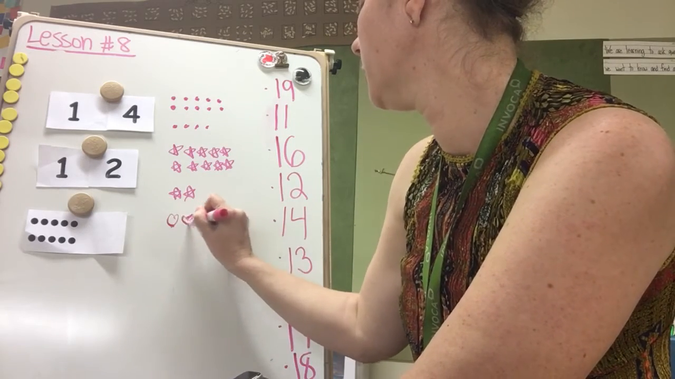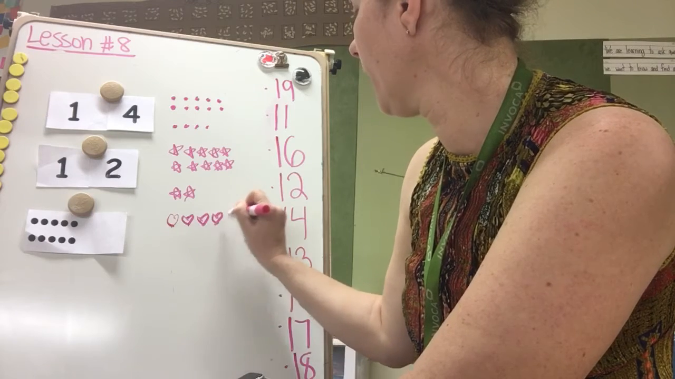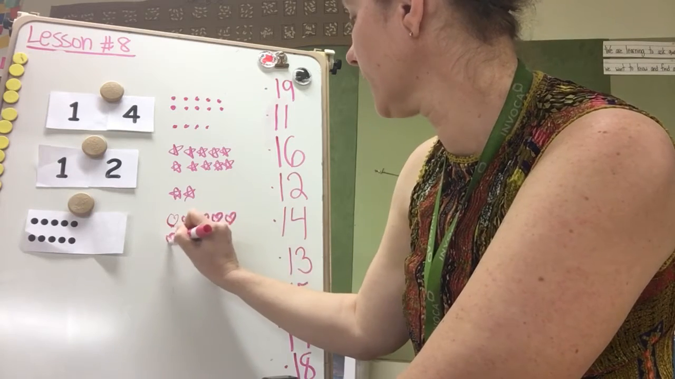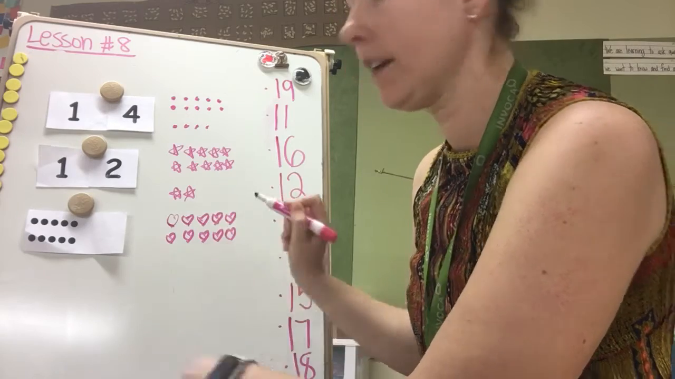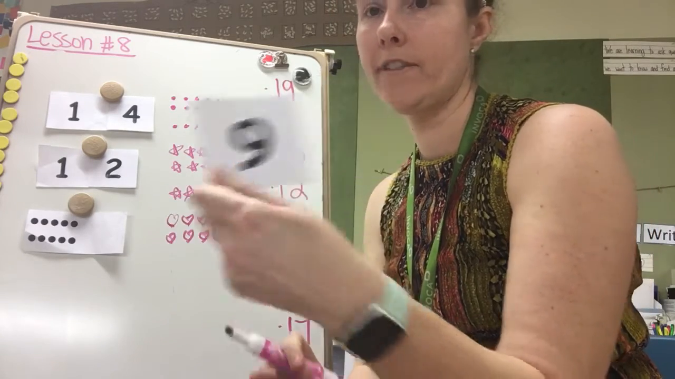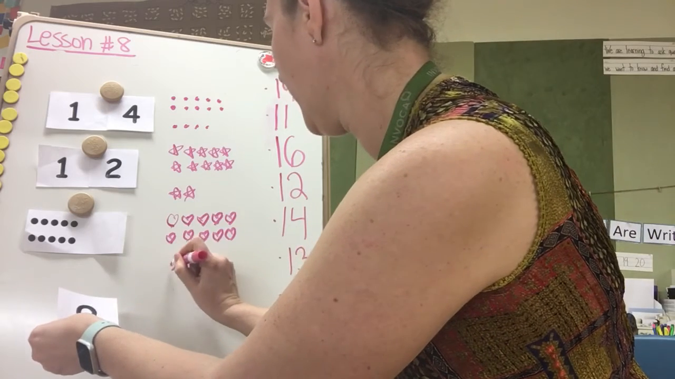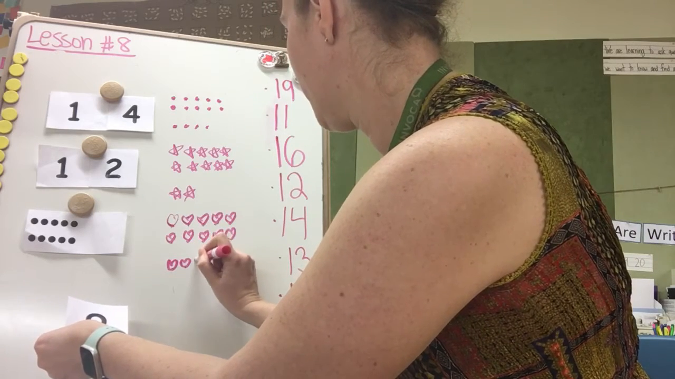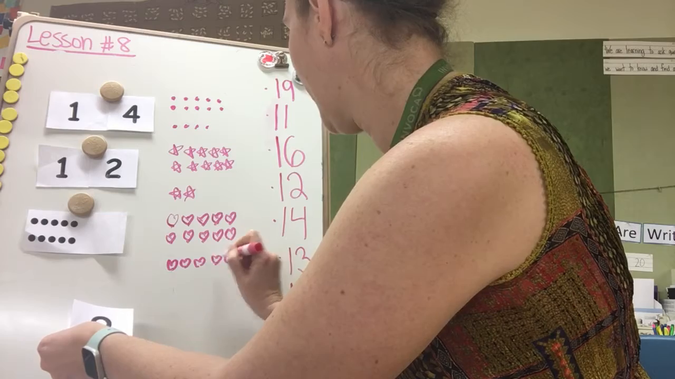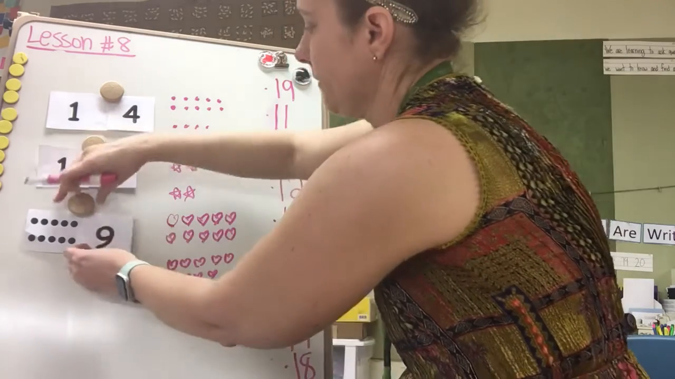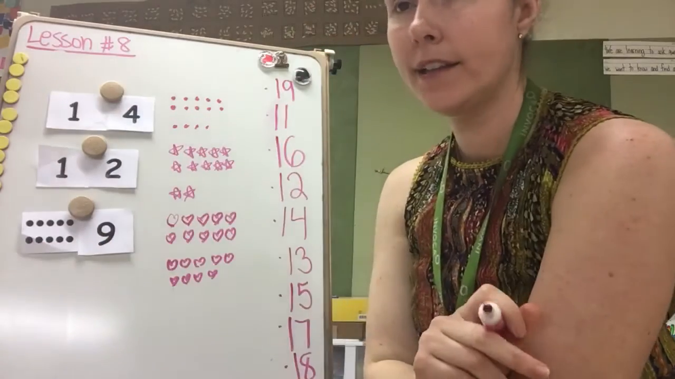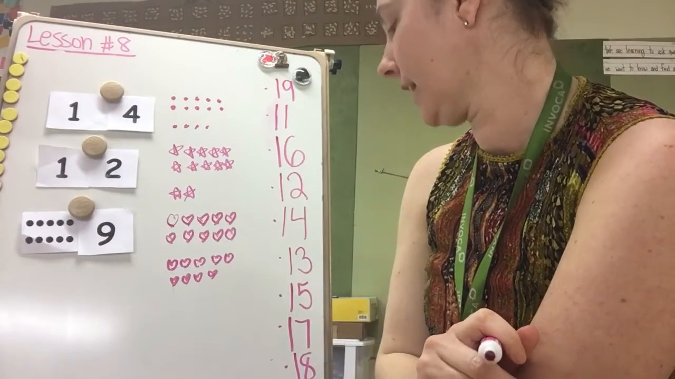1, 2, 3, 4, 5, 6, 7, 8, 9, 10. Okay, now I need to draw 9. 1, 2, 3, 4, 5, 6, 7, 8, 9. What's that make? 10, 9, 19.